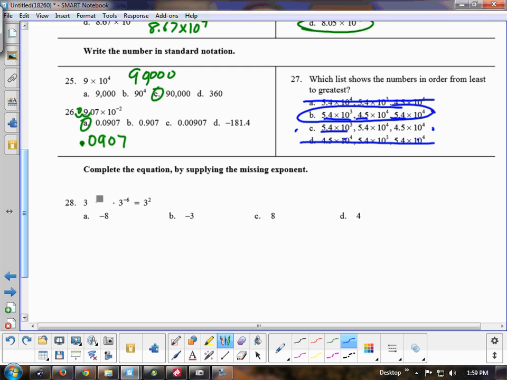Complete the equation by supplying the missing exponent. Okay, we need a number here that when multiplied to 3 to the negative 6, it equals 3 to the second. So basically, this number here has to be, when I combine it with negative 6, it has to be 2, and that number is 8.